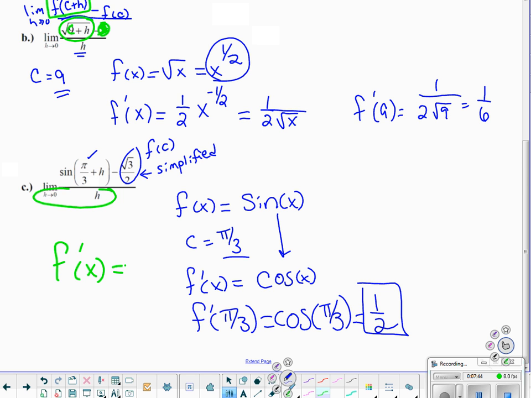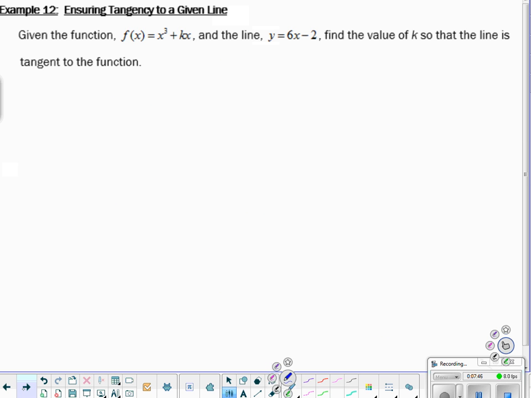So there's one type of AP problem that's very common to see. This one is another one that perhaps would be more likely to show up on a free response. Given the function f of x equals x cubed plus kx, and a line y equals 6x minus 2, find the values of k such that the line is tangent to the function. So this is the function, this is the line they're referring to. And they want this line to be tangent to the function. Oh, this is a tangent line then. Got it. And this is our function.